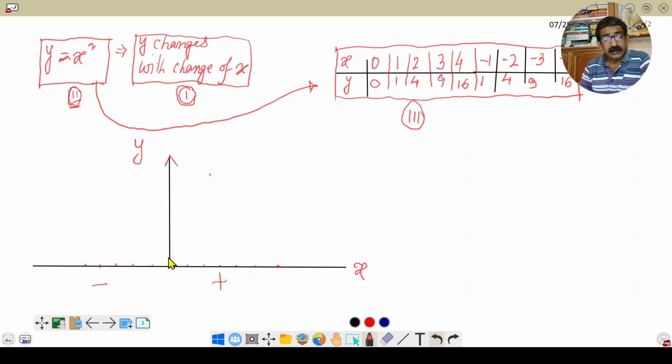Now, this is 1, 2, 3, 4, 5, 6, 7, 8, 9, 10, and so on. This is 10. Okay, so if this is 10, this is 15. Suppose this is 15 and this is 16. Now, for x is equal to 0, y is equal to 0. So this is the point for x is equal to 0, y is equal to 0. For x is equal to 1, y is equal to 1. X is equal to 2, y is equal to 4.